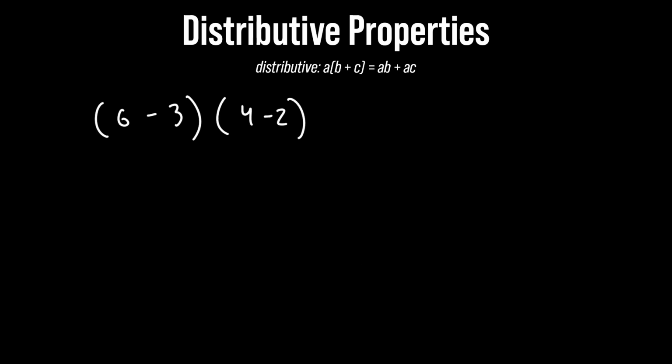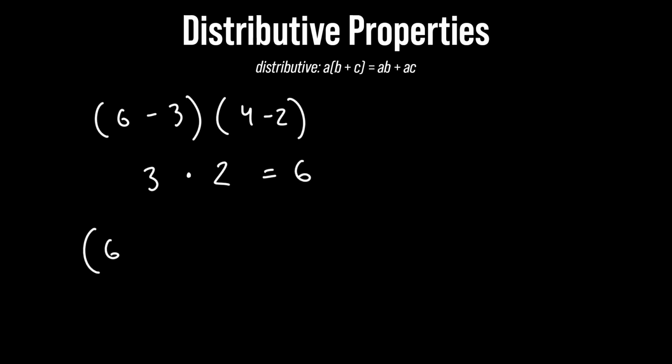Now, most of the time, you don't need to use the distributive property. For example, in this example, we can just take 6 minus 3, which is 3, and we know to multiply it by 4 minus 2, which we can simplify to 2. And this is going to be equal to 6.